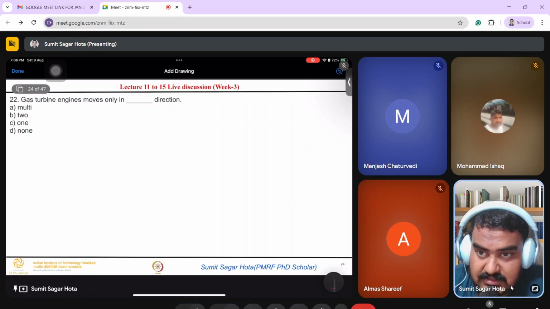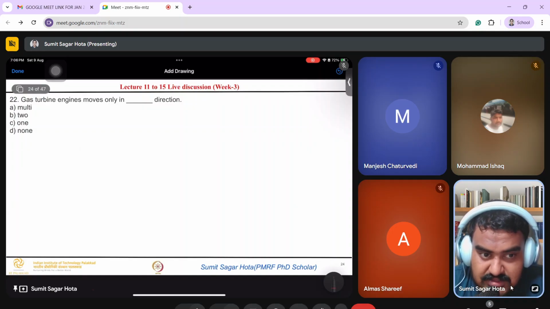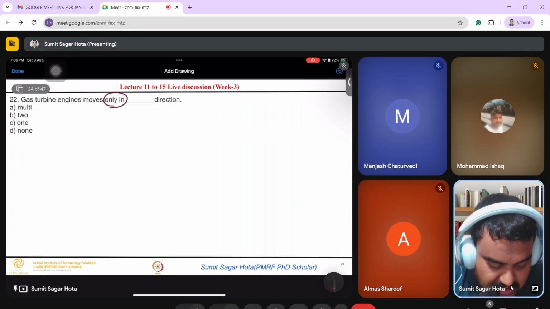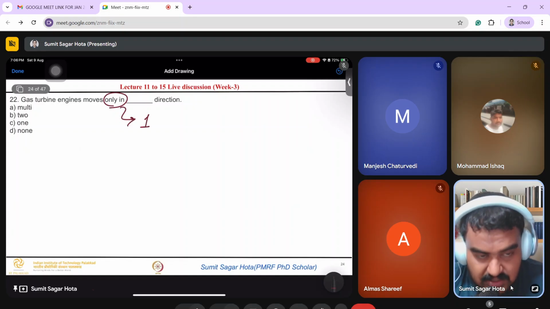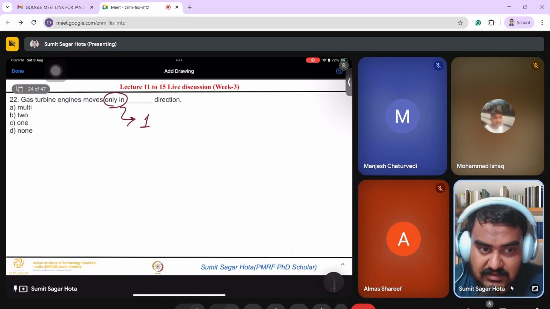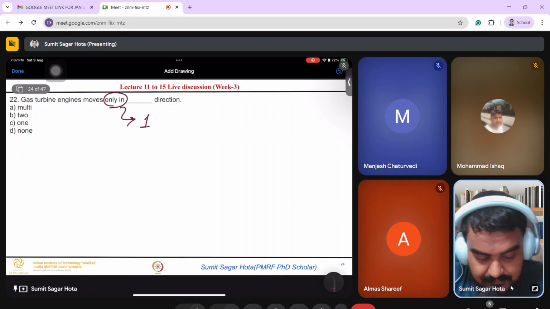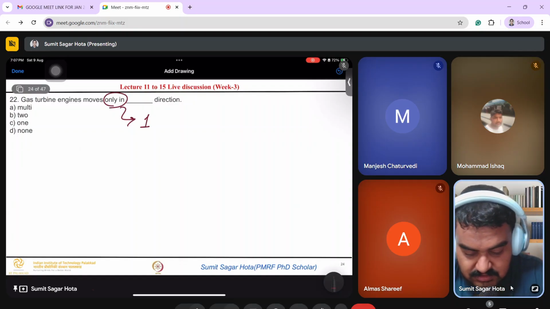Then gas turbine engines move only in dash direction. Okay, this question is very simple, because if you don't know anything, when the word "only" is used in any kind of question, 99% of the time the answer will be one. Okay, only in multi-direction we cannot tell, right? And two is also a multi-direction. So if you don't know anything, the answer is one. Okay, so now why, we are just going to see.